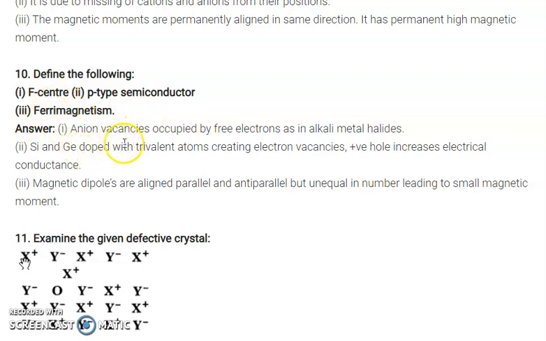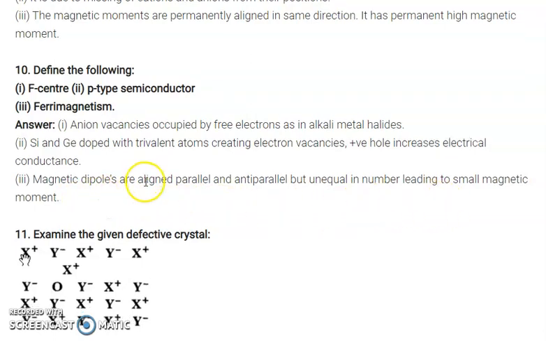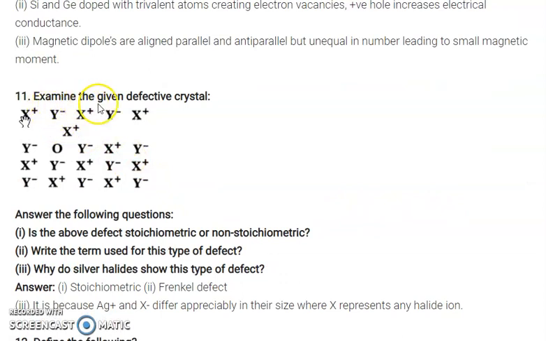You know the F center: an anion vacancy occupied by free electrons, as in alkali metal halides. P-type semiconductor means silicon and germanium doped with a trivalent atom, creating an electron vacancy. The positive hole increases electrical conductance. And the last, ferrimagnetism, is where magnetic dipoles are aligned parallel and anti-parallel but unequal in number, leading to a small magnetic moment.